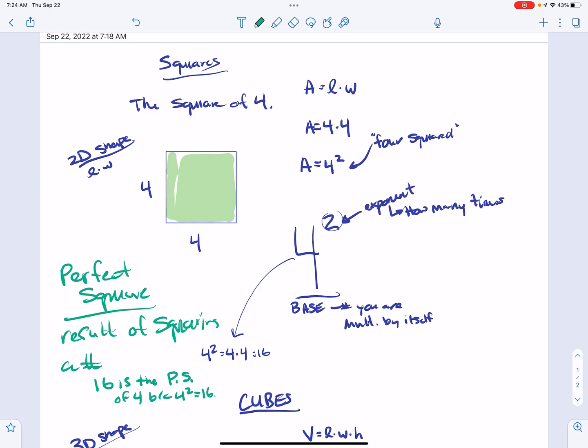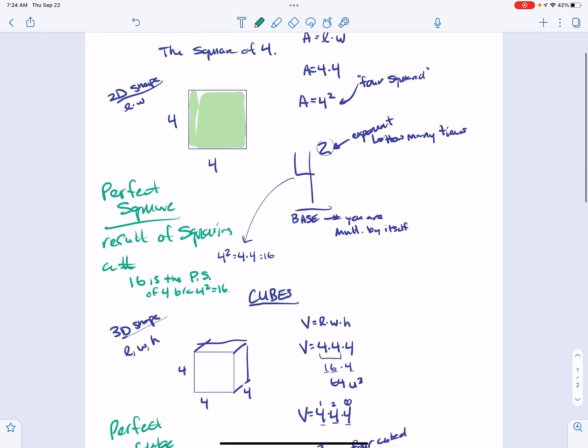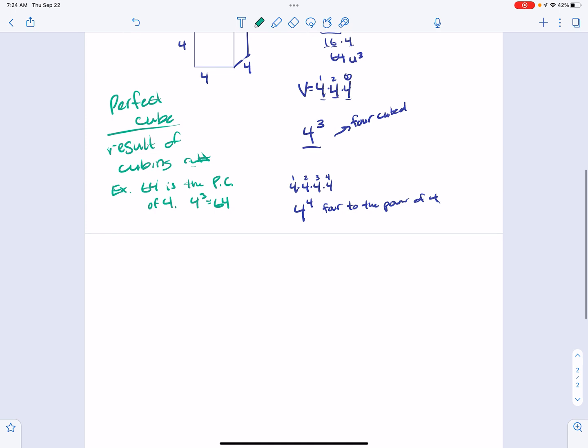Now, you might be wondering, like, why are we looking at this in this chapter right here, squares and cubes? Well, if you notice, 4 times 4, or 4 times 4 times 4, we're starting to see that repeated multiplication that might look similar to when we were doing prime factorization.